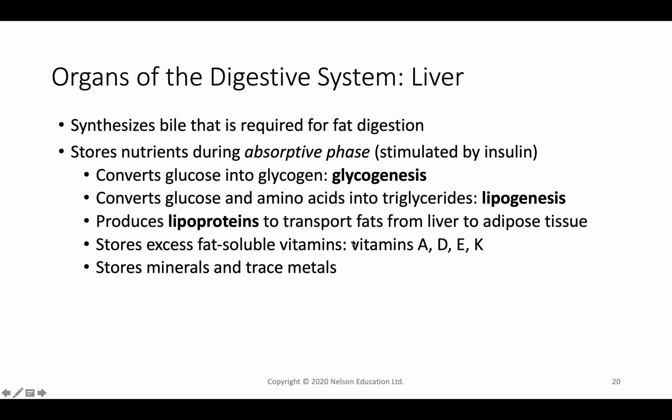So we're going to store fat-soluble vitamins such as vitamins A, D, E, and K, which is why in olden times you would eat the liver of the animal, or we would make liverwurst, because it has a ton of vitamins in it from whatever animal you've slaughtered. It's also going to be responsible for storing minerals and trace metals.